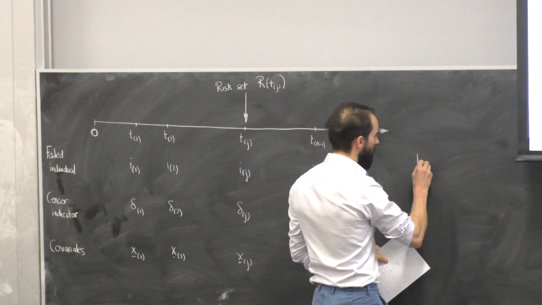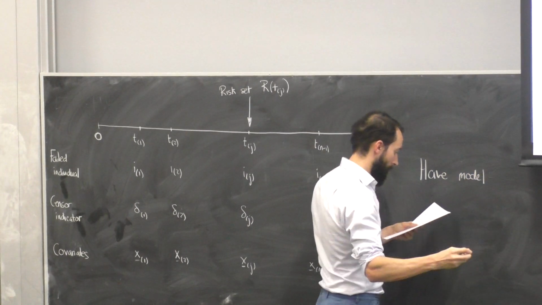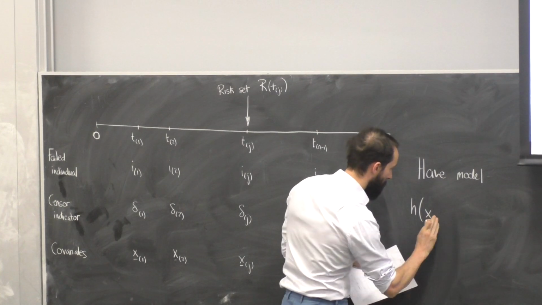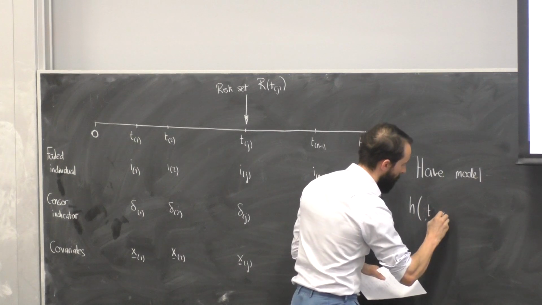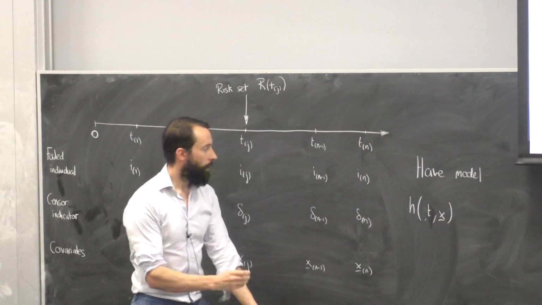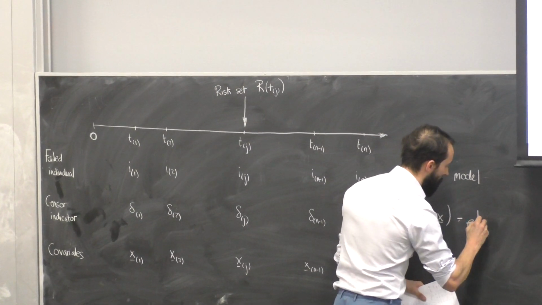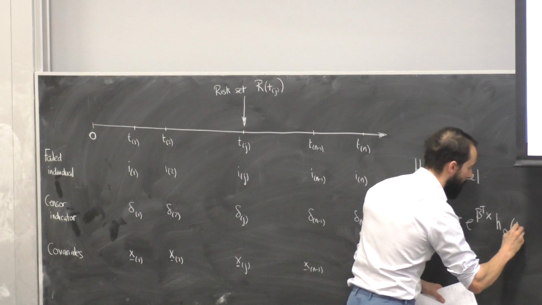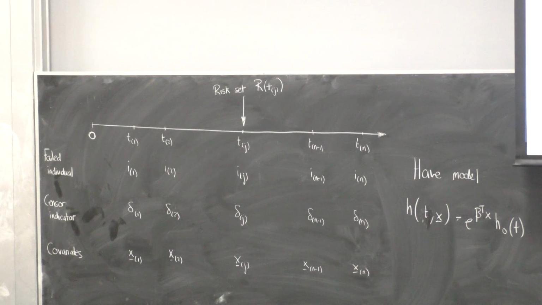And I'm going to have a model that the hazard at time t of somebody with covariates x is e to the beta transpose x times my baseline hazard. Okay, so that's my general setup.